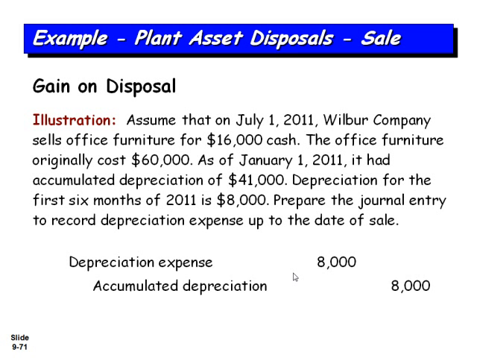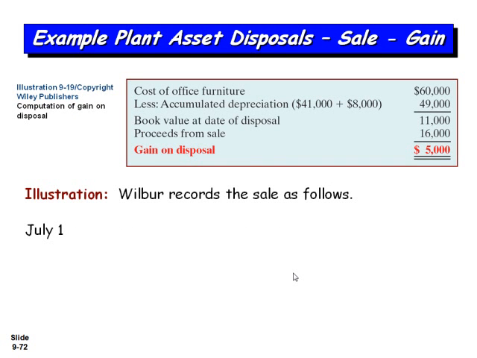Next step is to dispose of the asset. Now, we knew that $60,000 was the original cost. 41 plus 8 for the current year depreciation is going to be your accumulated depreciation. So you have a book value of $11,000, but we sold this furniture for $16,000, so we get a gain.